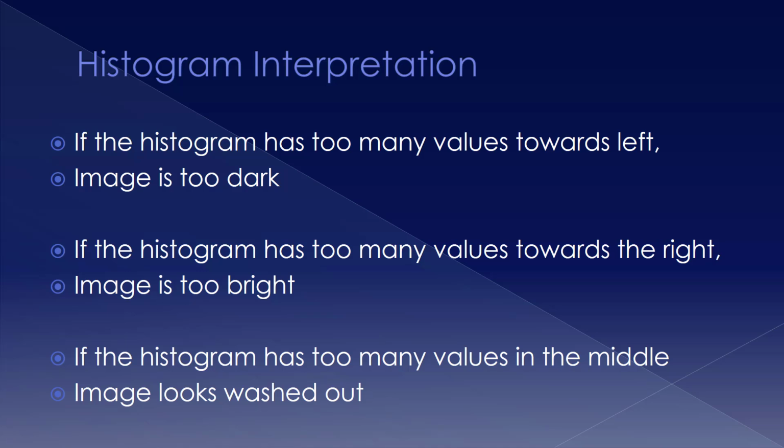So how do we interpret histograms? If the histogram has too many values towards the left, then the image is too dark. If the histogram has too many values towards the right, the image is too bright. If the histogram has values that are concentrated or bunched up in the middle, the image will look washed out.